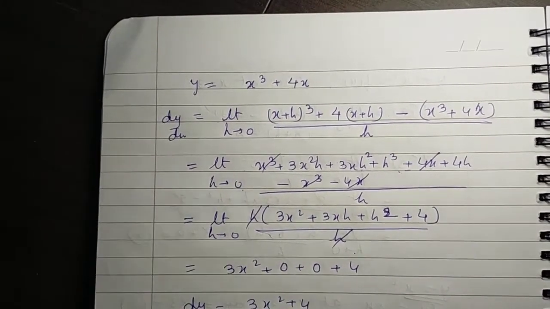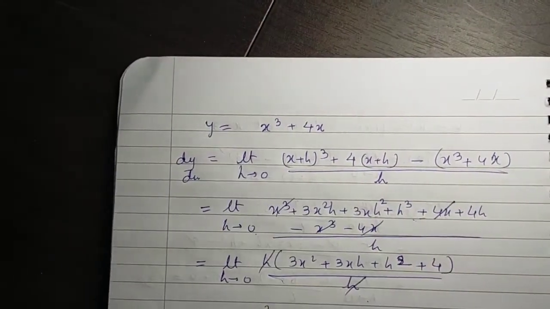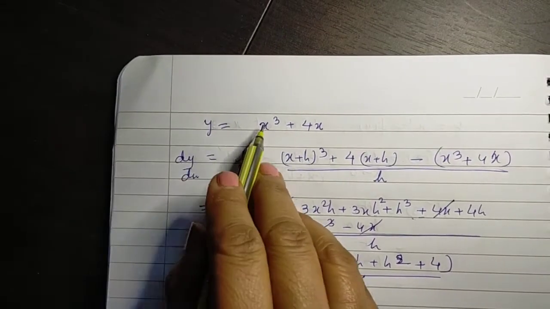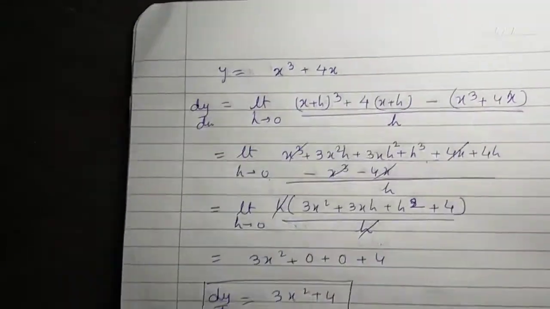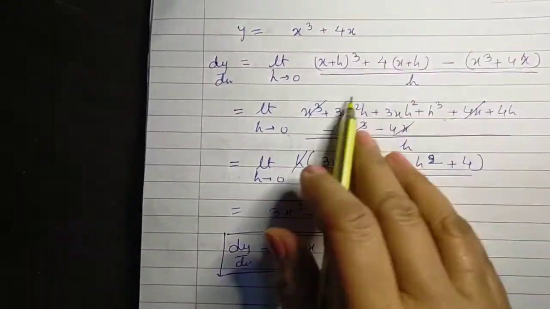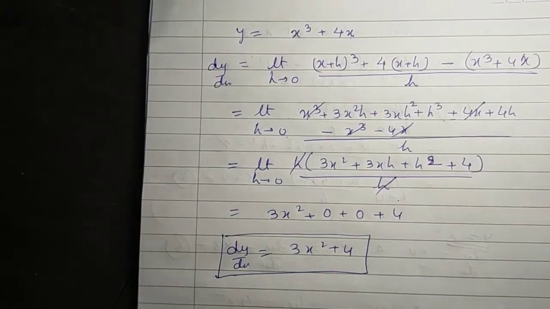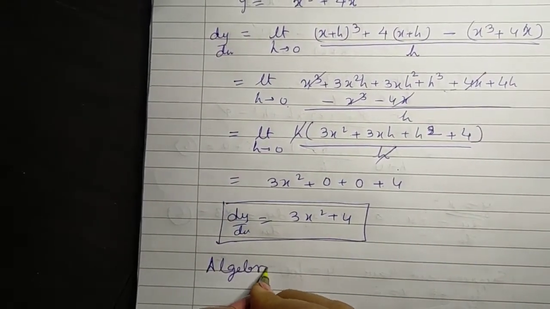So the derivative comes out to be 3x squared plus 4. Now what we observe is that the derivative comes out to be derivative of this plus derivative of this. Same way, if it is a difference of two functions, we get the same thing. So ultimately we have seen, let's check the algebra of limits.